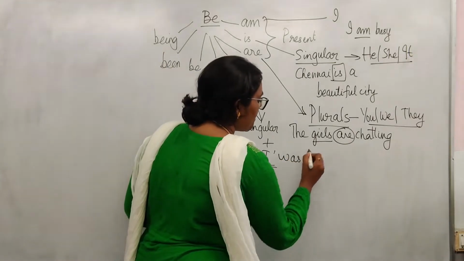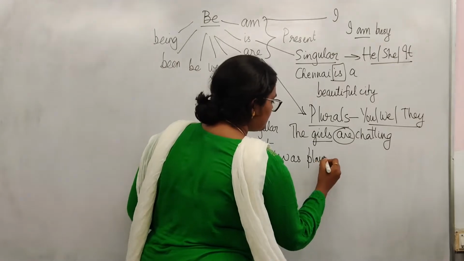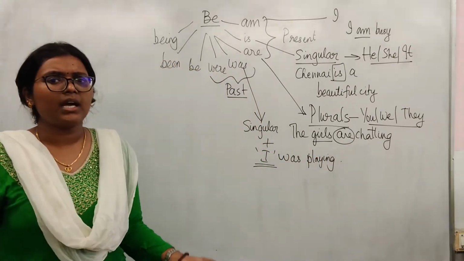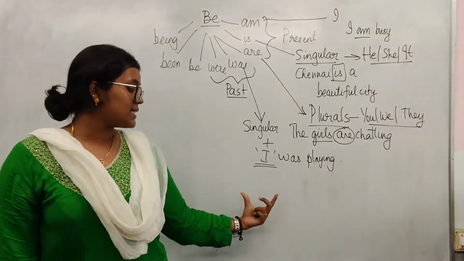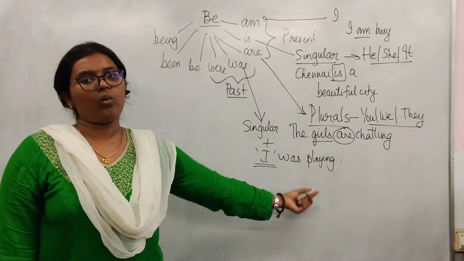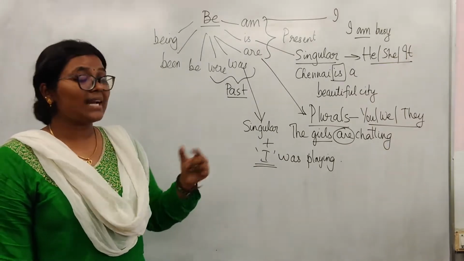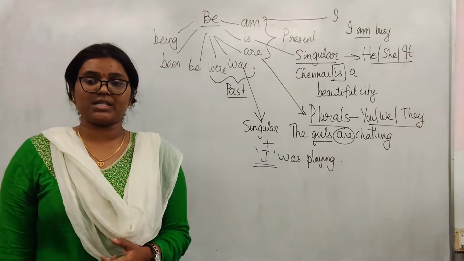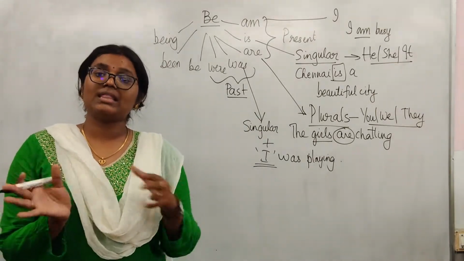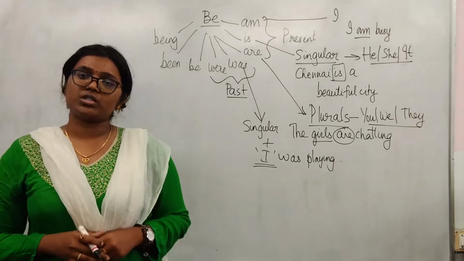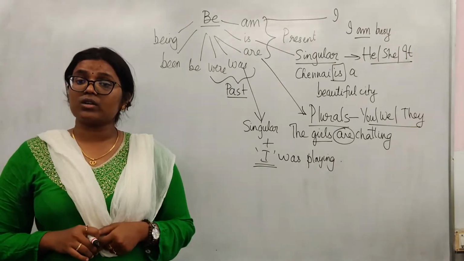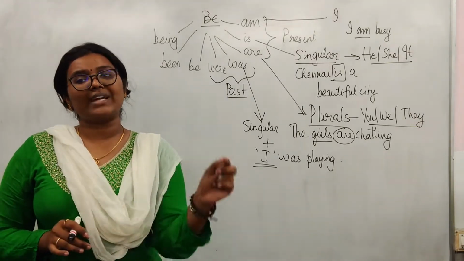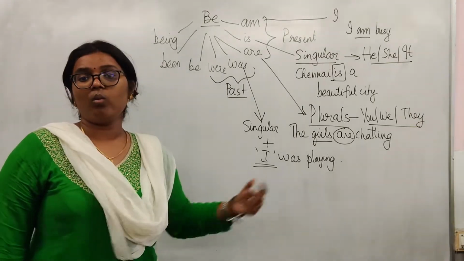I was playing. Alright? I was playing in the past tense. When I say I, we always use was along with it. And additionally, with all singulars, for example, Chennai was a beautiful city. When I talk about Chennai in the past form, we say Chennai was a beautiful city. Chennai was earlier called Madras. So all of these ones, when we talk about the past form of any singular, we use was.